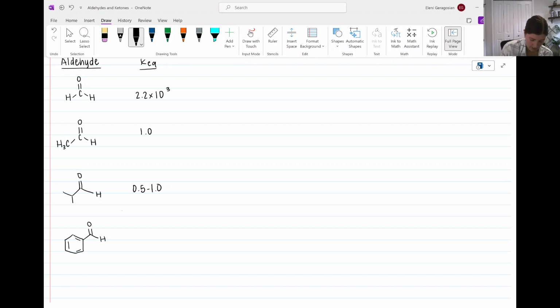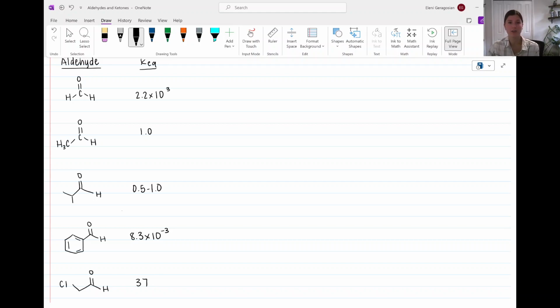Benzaldehyde has a KEQ of 8.3 times 10 to the negative third. So now we're decreasing by another power of 3, a much lower KEQ, concentration of reactants will be higher than concentration of products. And then if we have a chlorine bonded there, so now we have added an electronegative group, we have a very high KEQ.